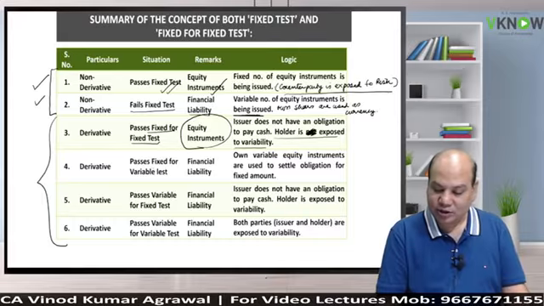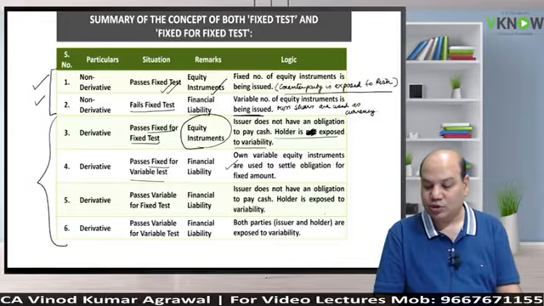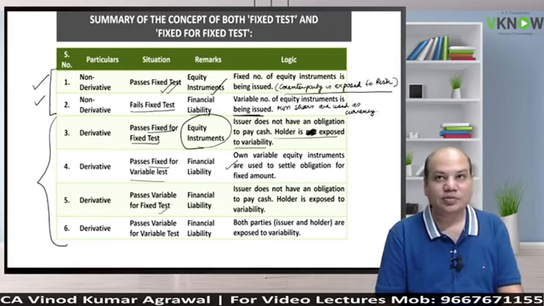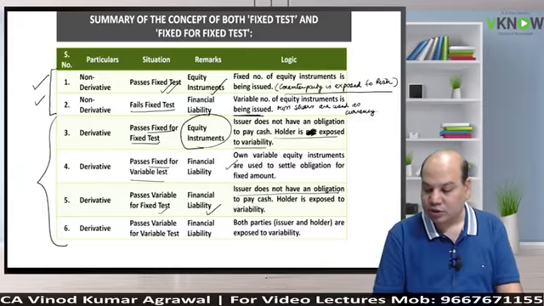Okay, then next is fixed cash, variable number of shares. Fixed cash, variable number of shares will be a financial liability. Own equity instruments are just used to settle a liability. So own equity instruments are used like a currency. Next, variable cash, but the number of shares are fixed. Again, financial liability. The issuer does not have an obligation to pay cash. The holder is exposed to the variability.